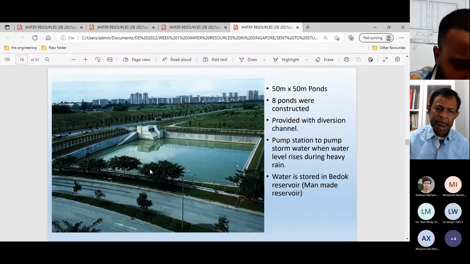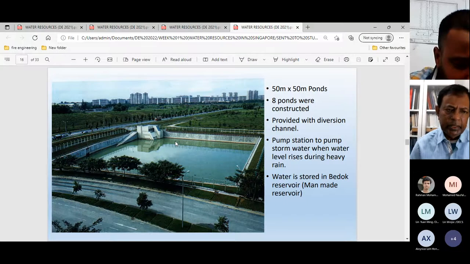This is the holding tank. If there is excess water inside the tank, the pump stations are provided with pumps, and they will operate and pump the excess water into the Bedok Reservoir.